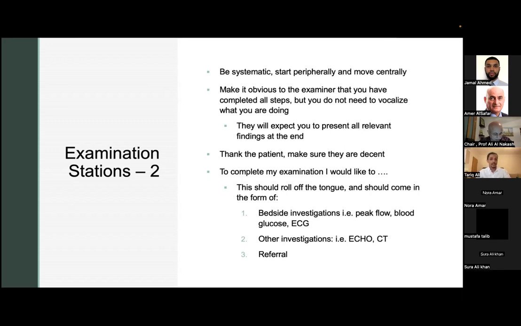To finish your examination, you will need to thank the patient, and then I would recommend getting used to doing an S-bar type handover to the examiner. So your initial presentation, your initial differential diagnosis, the positive findings, important negative findings, and then they might ask you about investigations and other things, including bedside investigations, other investigations such as echo, CT, and then a referral. So this is the examination station.